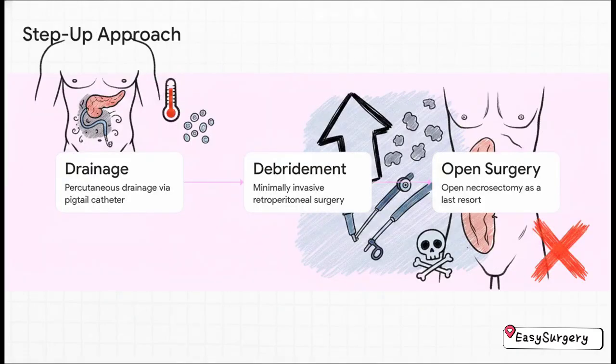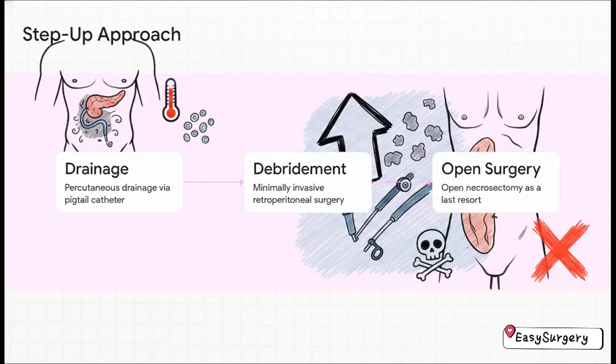So what if that 72-hour CT scan does show pockets of dead tissue and suddenly your patient spikes a fever with a sky-high white count? Boom, you're dealing with infected necrosis. You cannot just rush them to the OR and cut them wide open. You have to strictly follow the step-up approach. Start with the absolute least invasive method, percutaneous drainage using a pigtail catheter. If they're still not getting better, then you step it up to a minimally invasive retroperitoneal debridement. Going in for an open surgery and open necrosectomy is strictly a last resort because, frankly, it carries a devastatingly high mortality rate.